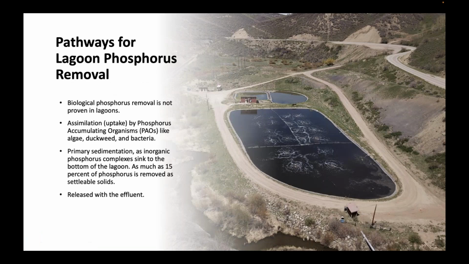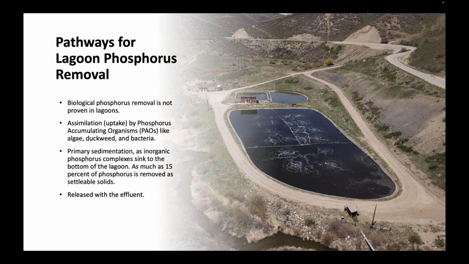So, lagoons. Biological removal in lagoons is not really a thing, and it's not something that's been proven. I don't think it's even something that's been really attempted. Not entirely sure why. I'm not an expert on bio-P, to be perfectly honest. But what you do see across a lagoon is some natural assimilation and uptake of phosphorus.